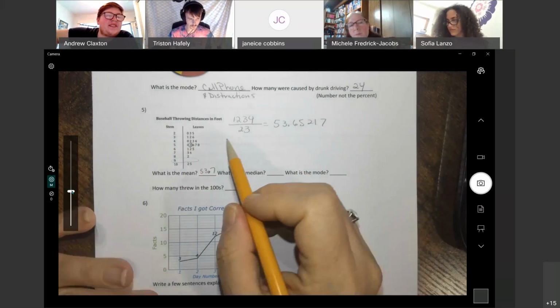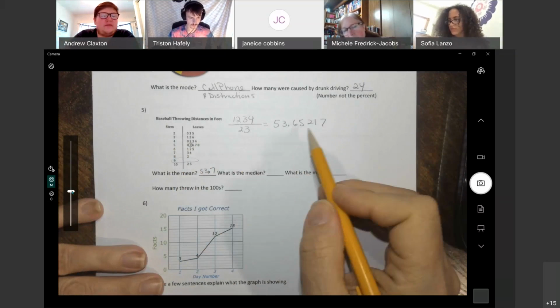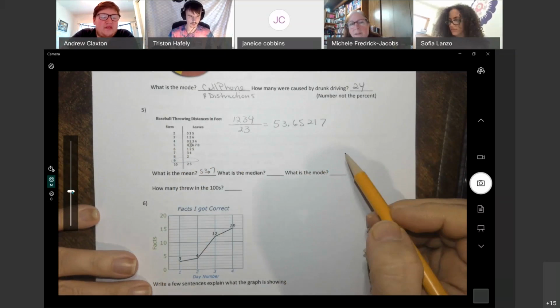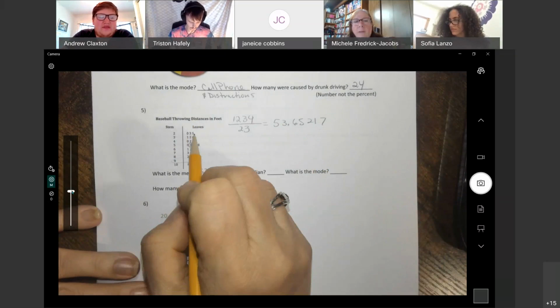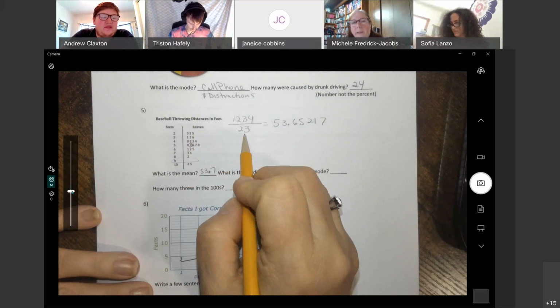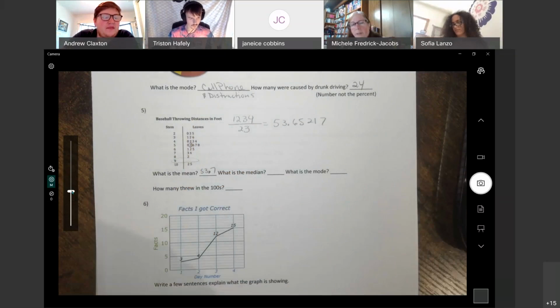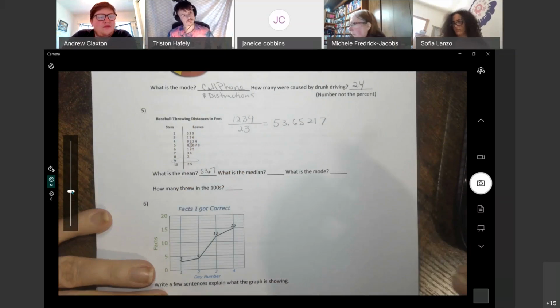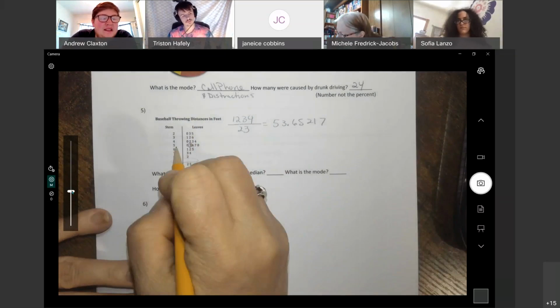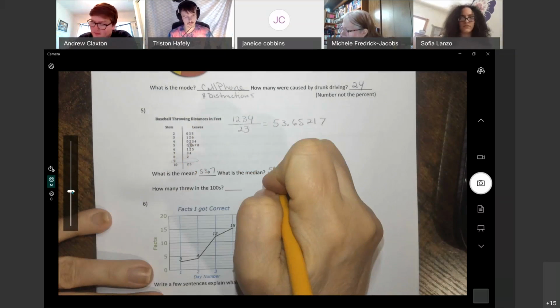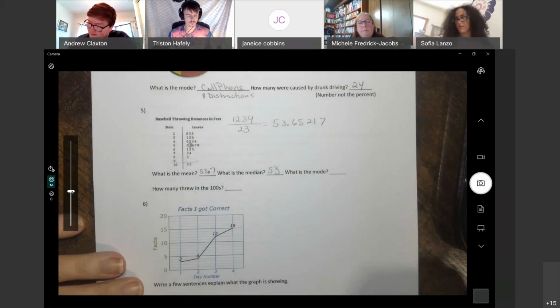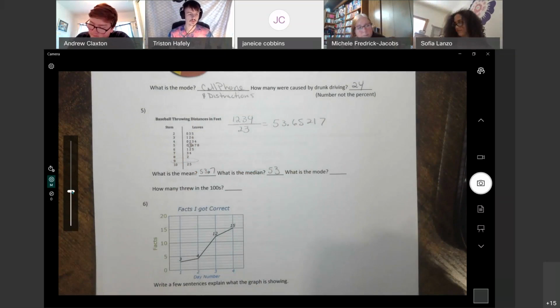Now you could also put the data all in order and then take the middle one if it's easier. But I just counted 11 because there's 23. So 11 and 11 is 22, and the middle one makes 23. So our answer is 53. Any questions on that?